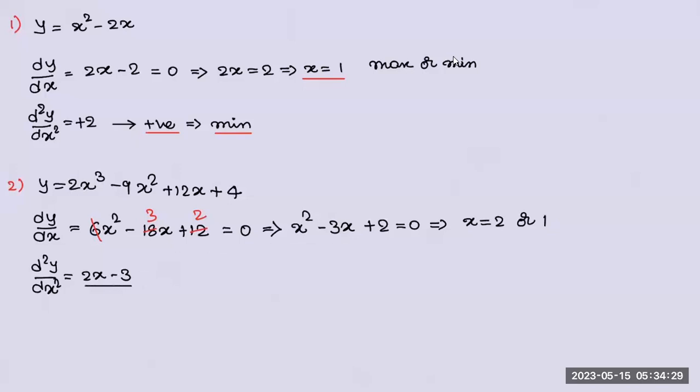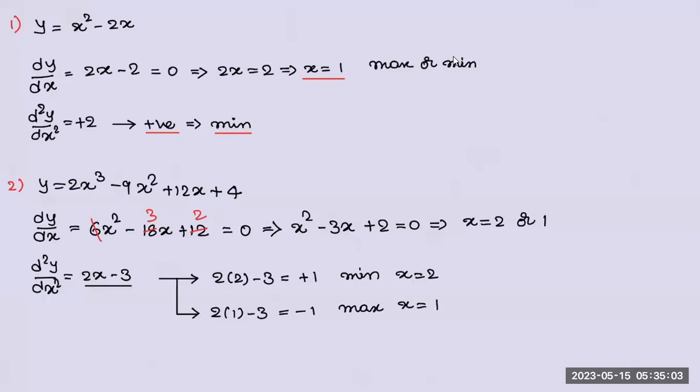So we put the first value. What is the first value? 2 into 2 minus 3. What is the value? Plus 1. Minima. So x is equal to 2 is minima. Now we substitute the same thing in this: 2 into 1 minus 3 is equal to what? Tell me, minus 1. This is maxima at x is equal to 1.